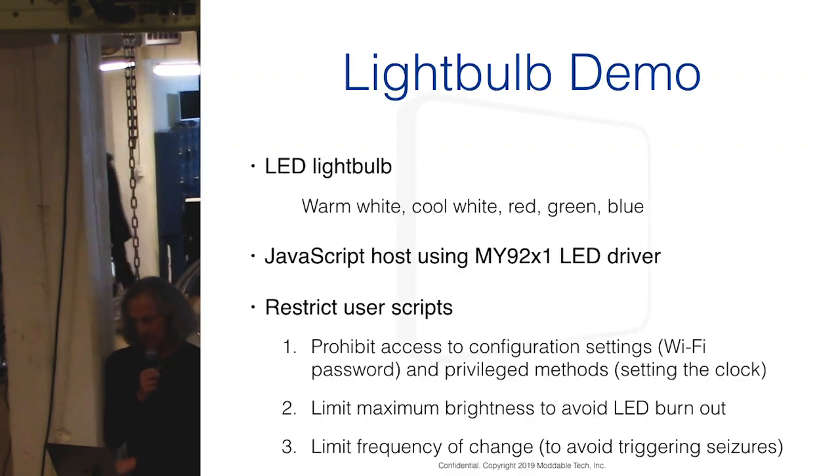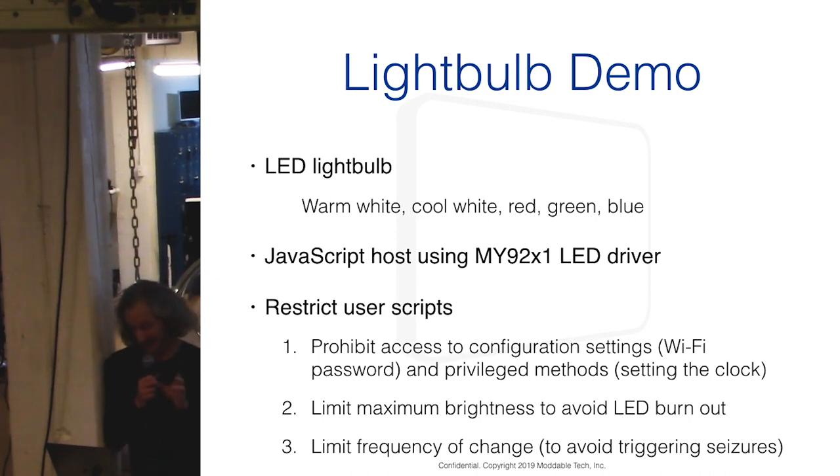So now you kind of understand compartments, hopefully. So what do we want to do to the light bulb? Well, this light bulb has warm, cool, red, green, and blue lights, and it's got this LED driver. There's three things we want to stop user scripts from doing, okay? One is we don't want them to be able to get to any configuration method, so they shouldn't be able to pull your Wi-Fi password.